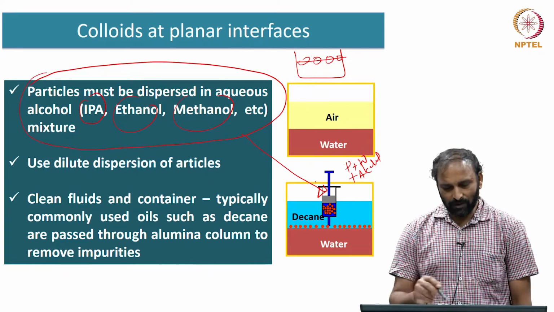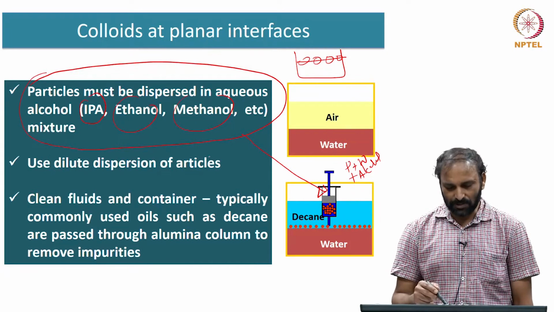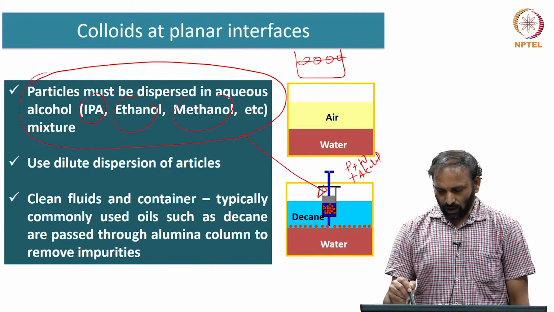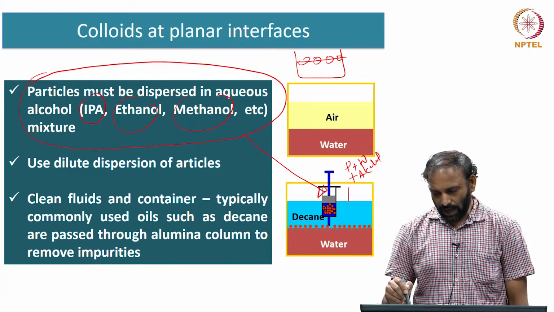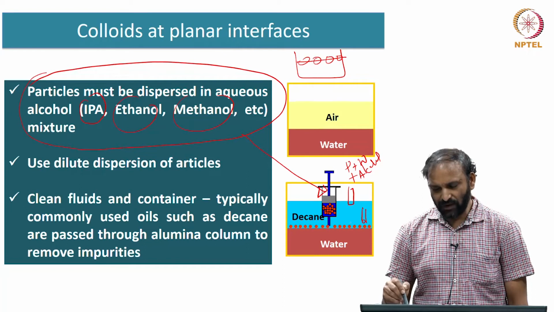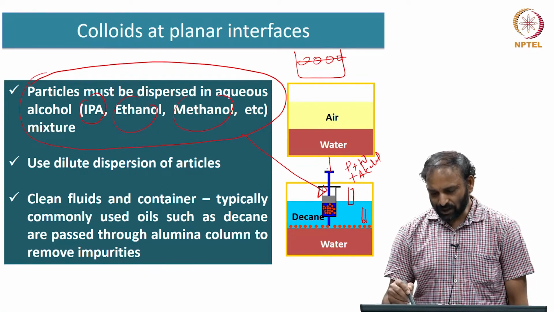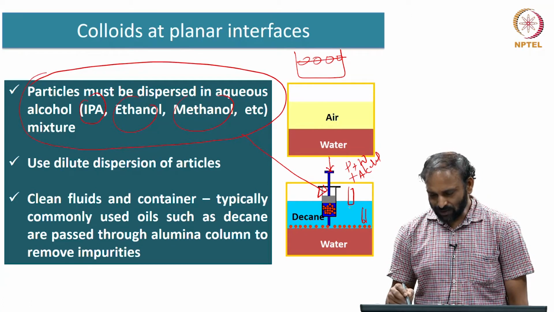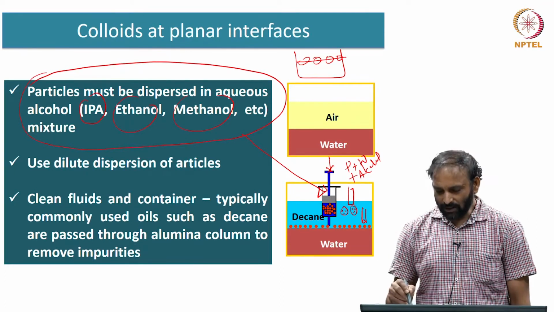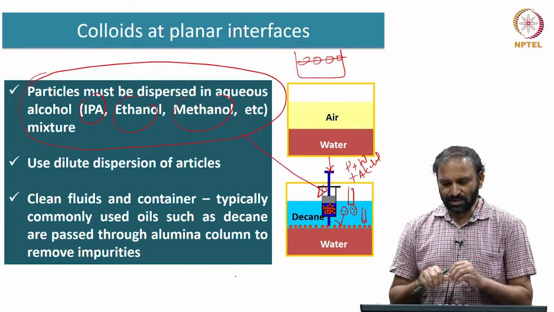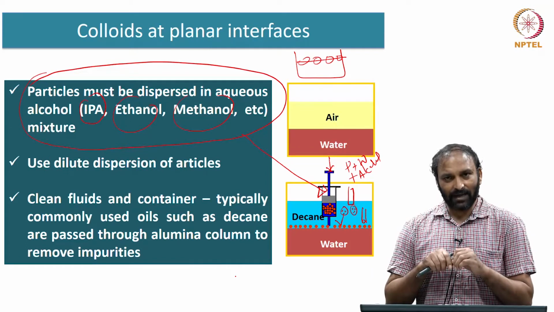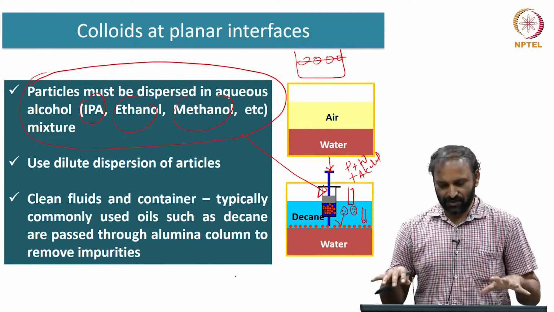Once you have an aqueous alcohol dispersion of particles, you can position the micro syringe either in the decane phase or right close to the interface, and when you inject this dispersion, you will have small droplets containing particles. The moment these droplets touch the interface, because of the presence of alcohol, they break, and that essentially enables the spreading of particles at the interface.